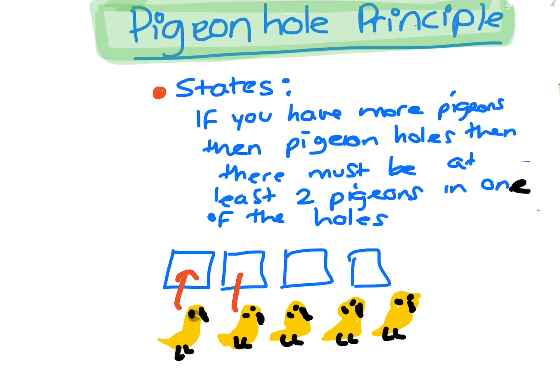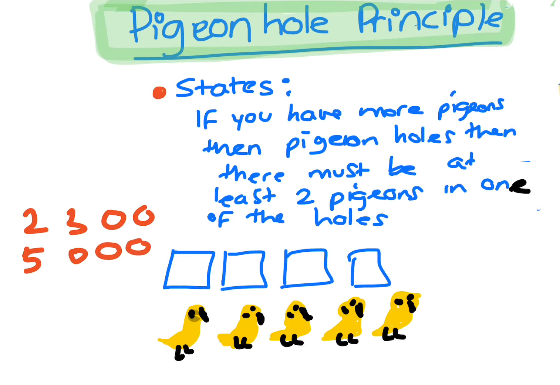Now, if you load pigeons into one hole, that's anywhere. Like even if you had 2 in one, 3 in another, and 0, 0, or 5 in one, 0 in the others, or 1 in one, 2 in one, 2 in another and none in the others, in all of these situations, you still have at least 2 pigeons in one of the holes, okay? So if you think about that, see that one's got 2, that one's got 5, that one's got 2, that one's got 3.